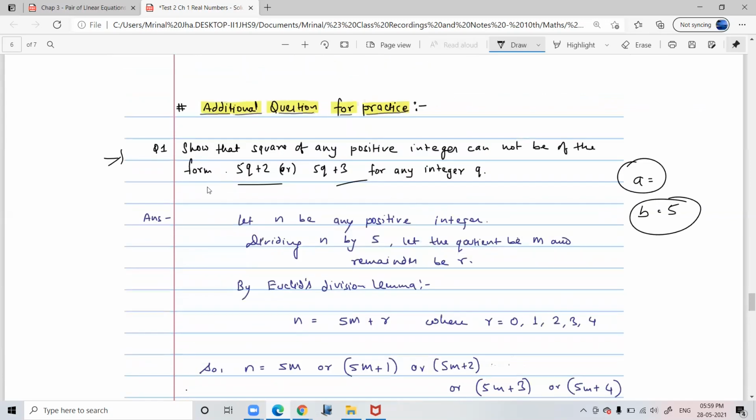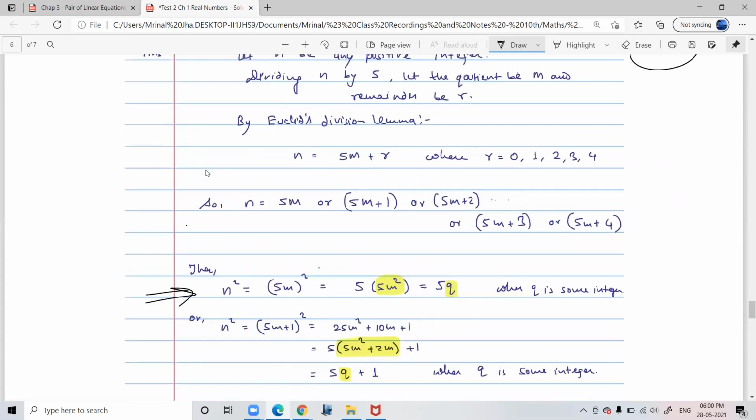So this kind of problem, where some positive number is given and you have to show that the square of that number will take some particular form, this is the process you need to go through. You take that positive integer as something and divide it by some number. You have to decide which number to divide by, based on what form they are asking. Here they are saying 5q plus 2, 5q plus 3. That is why we are dividing by 5, because only when you divide by 5 do you get this kind of form. So we are taking m as the quotient: 5m, 5m plus 1, 5m plus 2. These are the 5 ways to represent any given number.